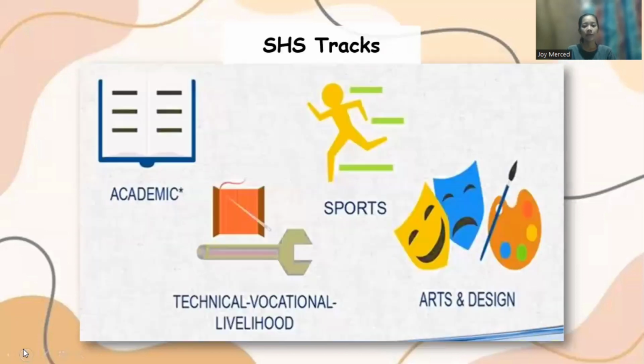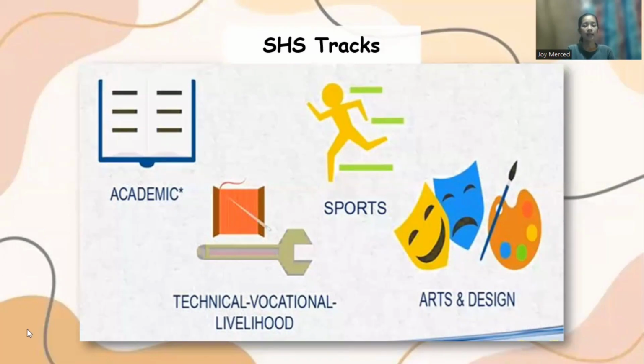So on top of the subjects in the core curriculum, they are spread over the 4 senior high school tracks. First is the academic track. Second is the technical vocational livelihood track. The third is the arts and design track. And the fourth is the sports track. Students are expected to enroll in the track of their choice.